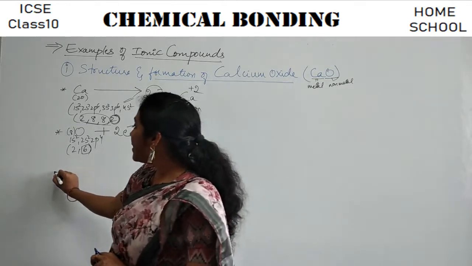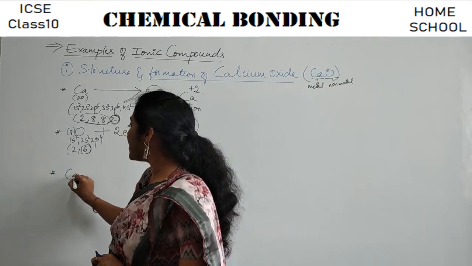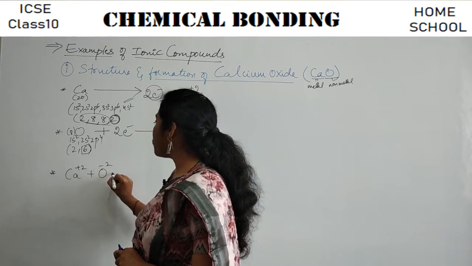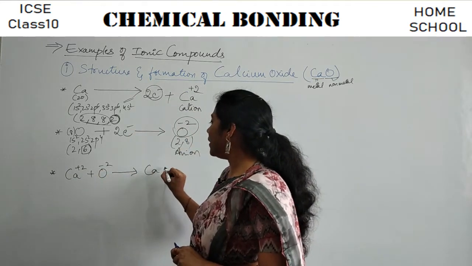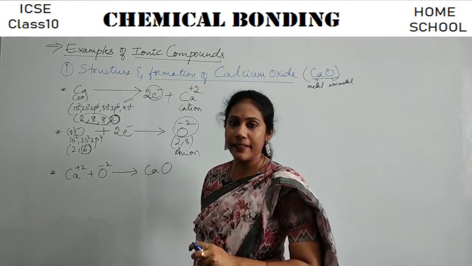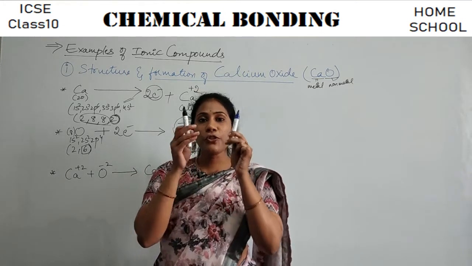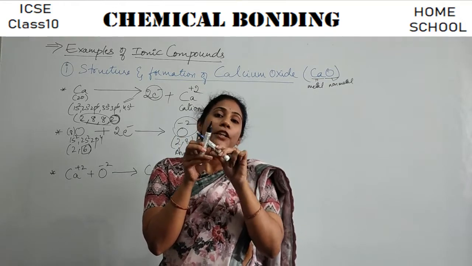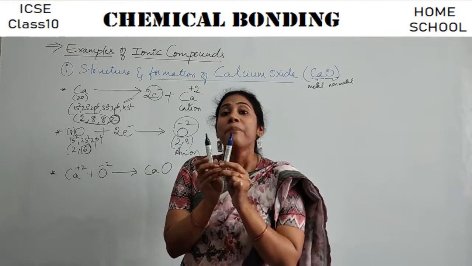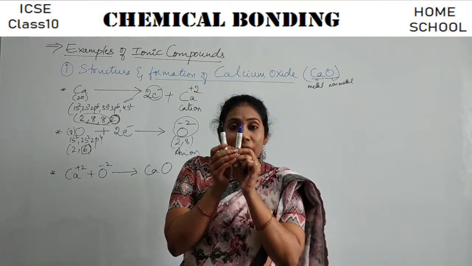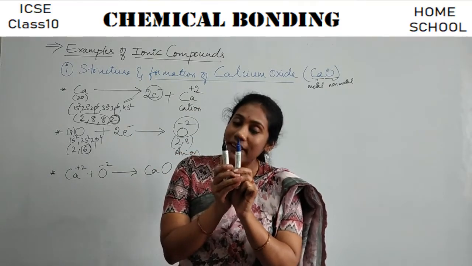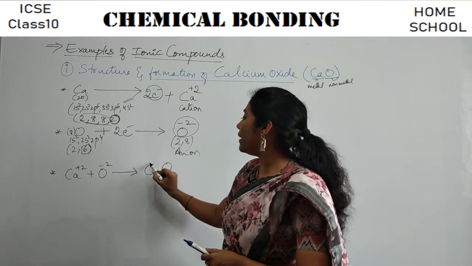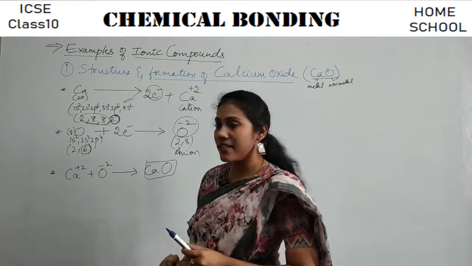And now in step number 3, what do you show? Ca+2 combines with O-2 and you will get an ionic compound, calcium oxide. Okay, so one positively charged guy, when it comes near a negatively charged guy, an attraction is created that holds both of them together, right? So this is what we call ionic bond and the compound is called ionic compound, isn't it?